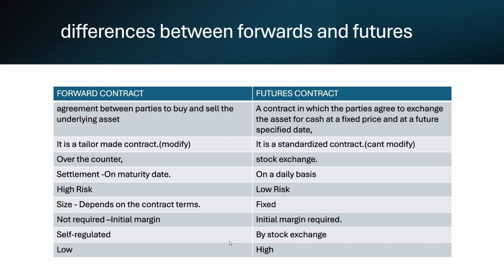So as we saw before, a forward contract is basically between two parties. But a futures contract happens online, so multiple parties get involved. In a futures contract, the parties agree to exchange the asset or cash at a fixed price on a specified future date.